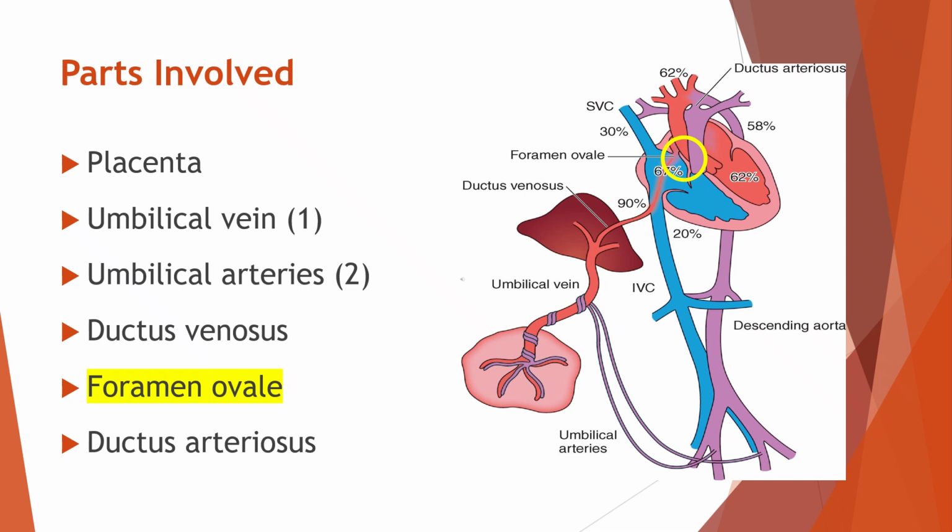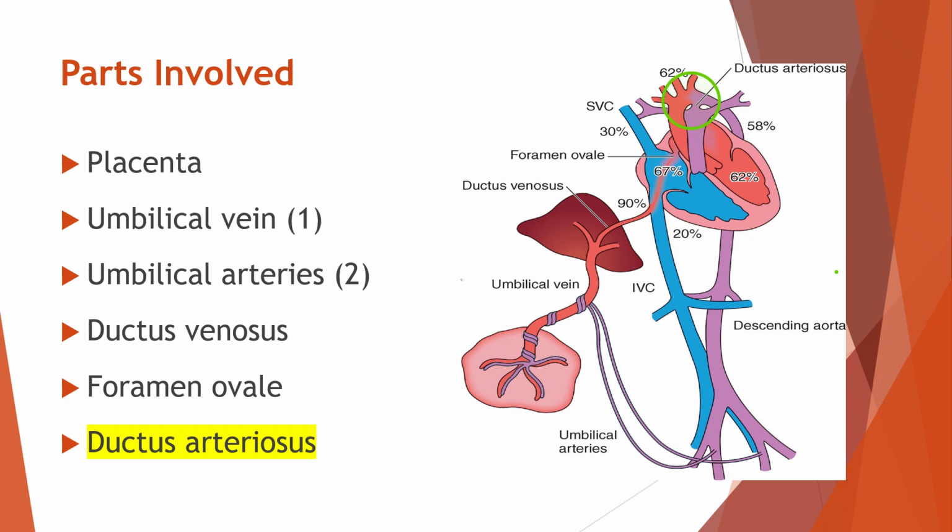Next is the foramen ovale. This is a small opening between the right atrium and the left atrium of the fetal heart. It allows blood to pass directly from the right side of the heart to the left side, bypassing the lungs because the lungs are not functioning before birth. Finally, we have the ductus arteriosus. This is another special blood vessel that connects the pulmonary artery to the aorta. It diverts most of the blood away from the lungs and sends it directly into the body's circulation.